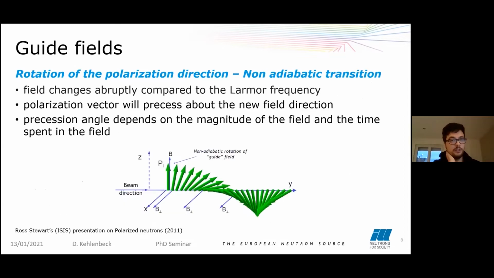If the adiabatic condition is not fulfilled, we have a non-adiabatic transition, where the field changes abruptly compared to the Larmor frequency and the polarization vector will precess about the new field direction. The precession angle depends on the magnitude of the field and the time spent in the field.